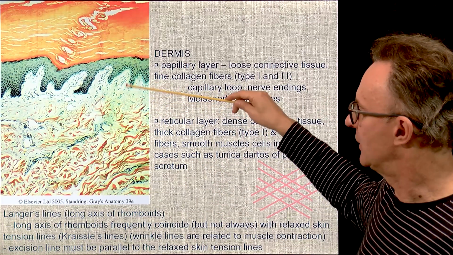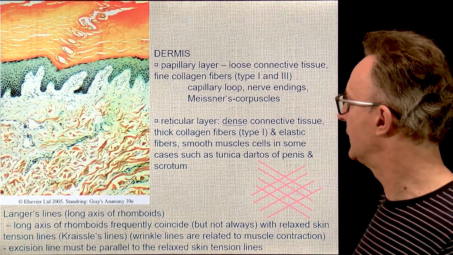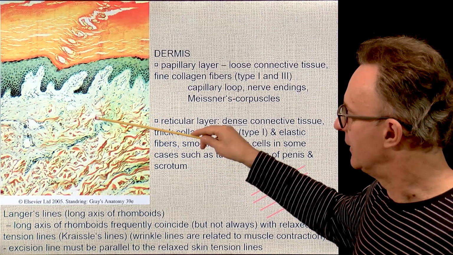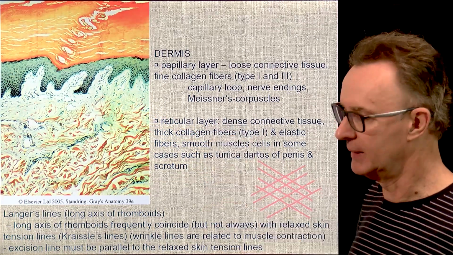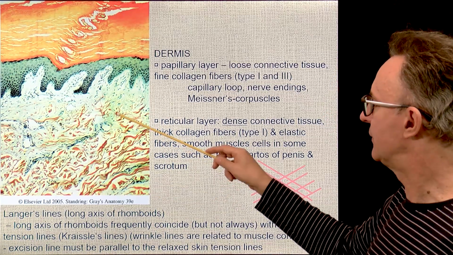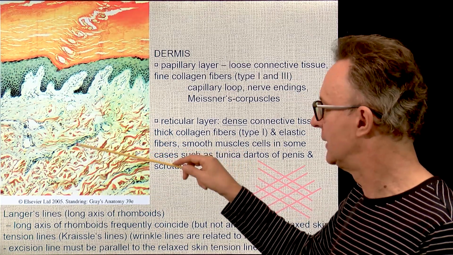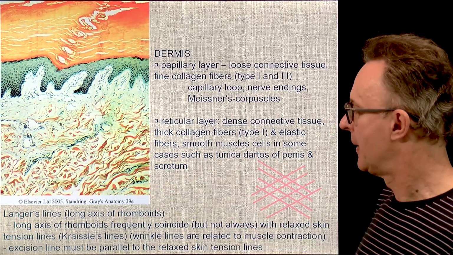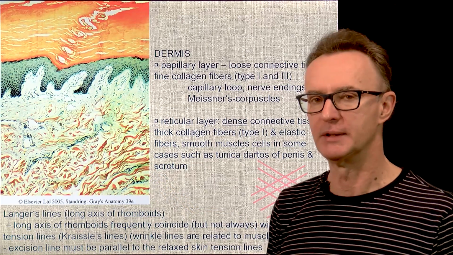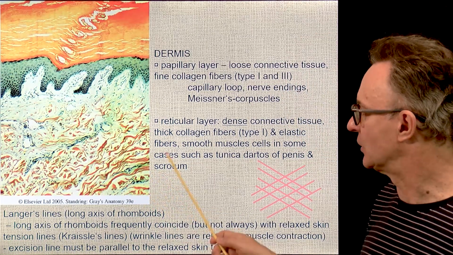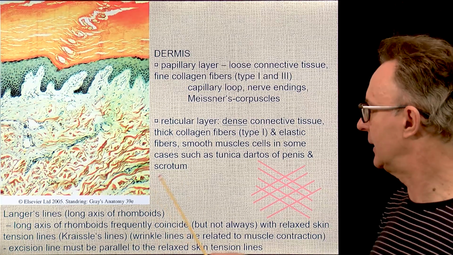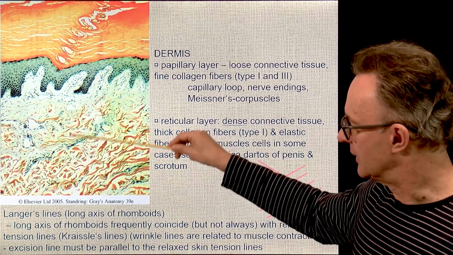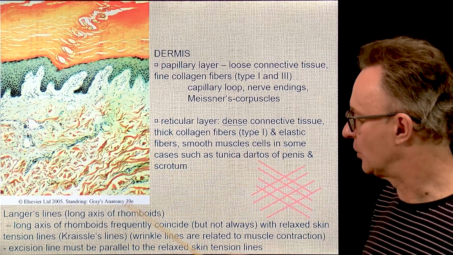This loose connective tissue contains type 1 and type 3 collagen fibers, and these are fine collagen fibers. In the second layer, which is the stratum reticulare, we have dense connective tissue with much thicker collagen fibers, type 1, and elastic fibers. And in some cases, we have smooth muscle cells also in this region, and this is called tunica dartos. We studied it in the genitalia because it was typical for the penis and the scrotum. So this is the stratum reticulare where we can find them, or reticular layer.